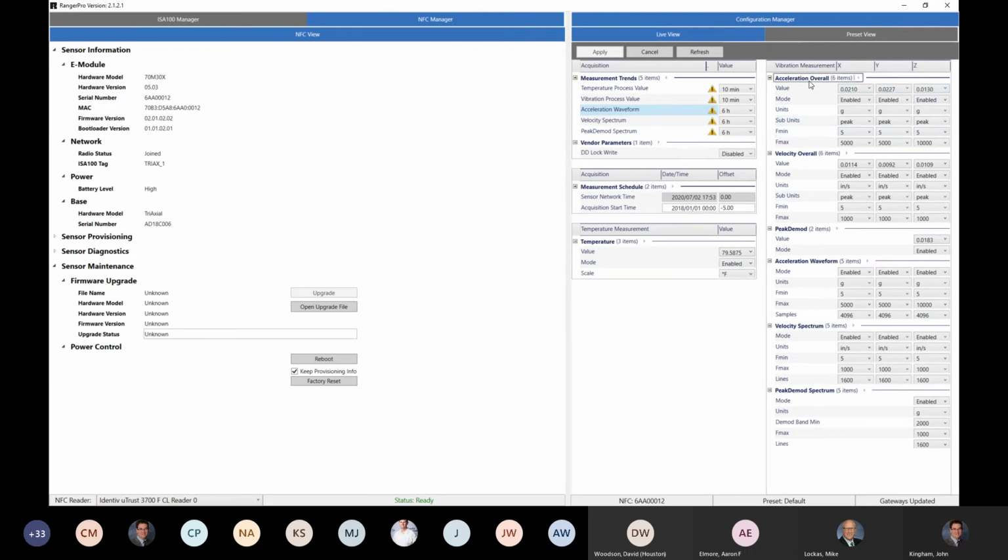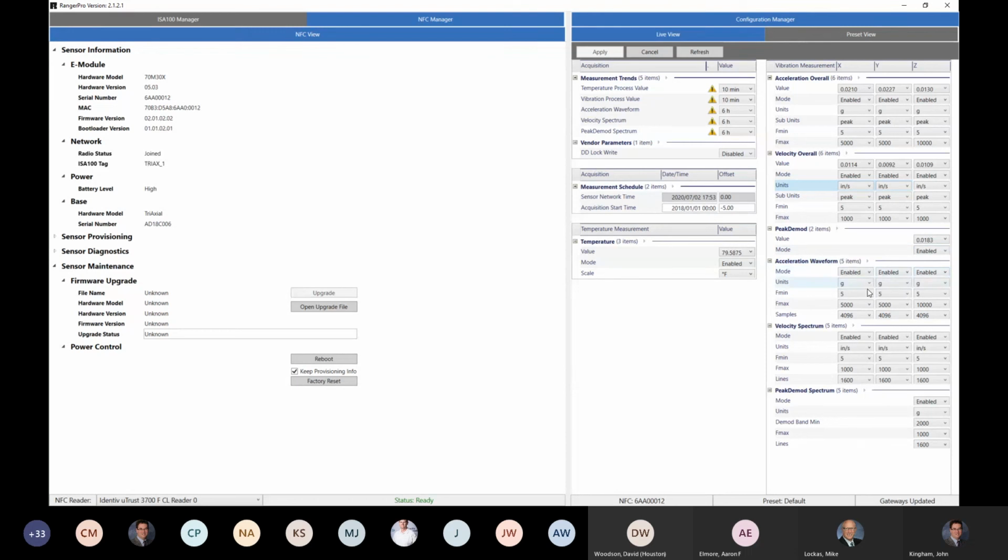Over here, we look at our acceleration overall. I can do it in G's. I can do it in meters per second squared. I can do peak or RMS. What's my Fmin? What's my Fmax? Same thing for velocity. I can do inches per second or millimeters per second. Again, peak or RMS. Set my Fmin, Fmax. I have my peak DMOD enabled.